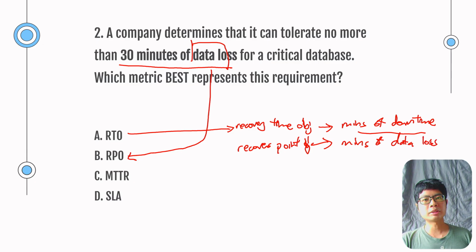So in this case, what this means is that we would actually need to have backups at a lower interval than 30 minutes, to ensure that if we have a particular incident, we can actually recover to a backup that is less than 30 minutes ago, and so we have less than 30 minutes of data loss.